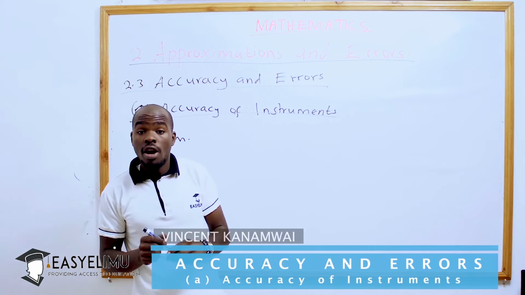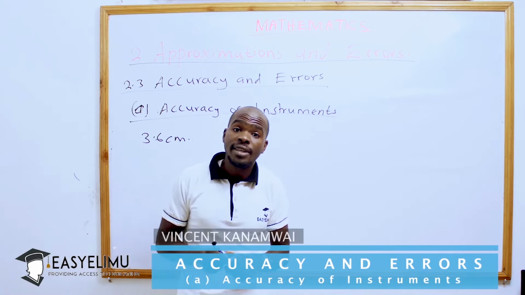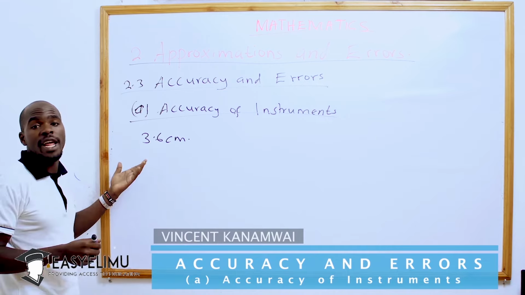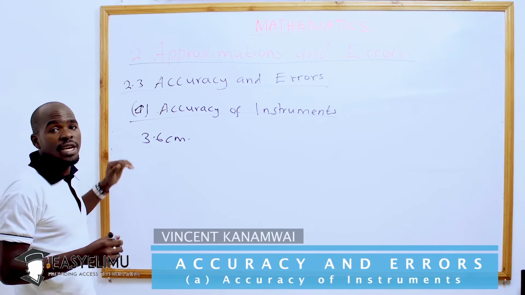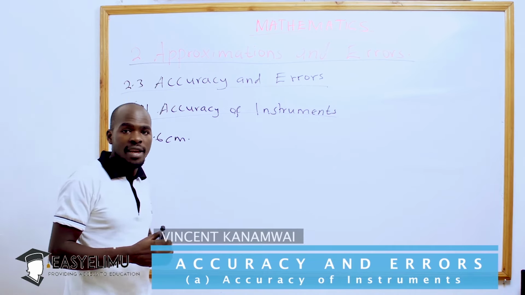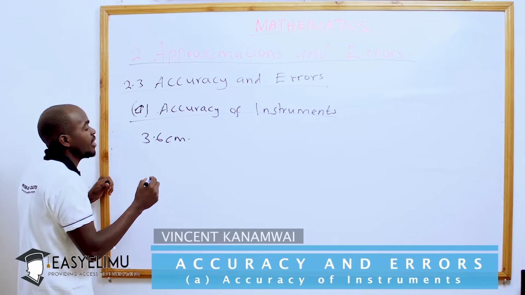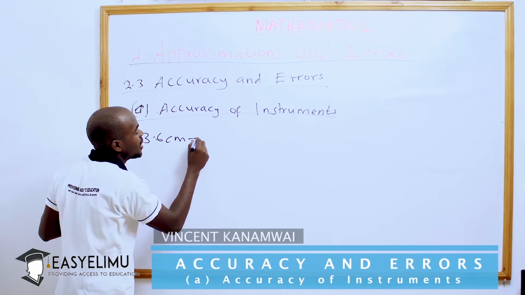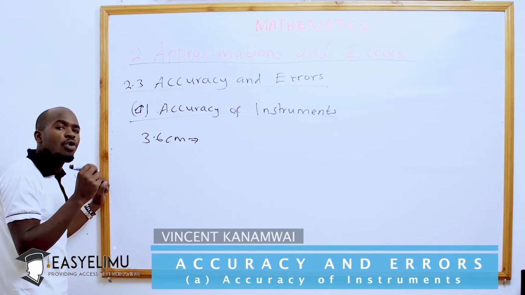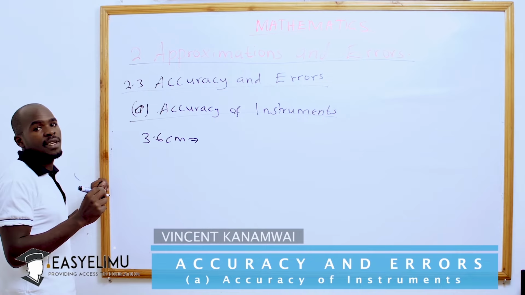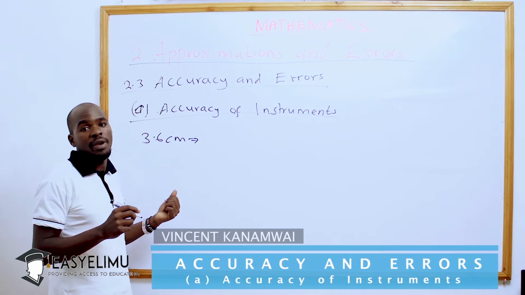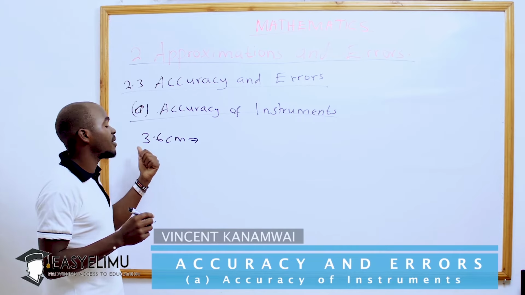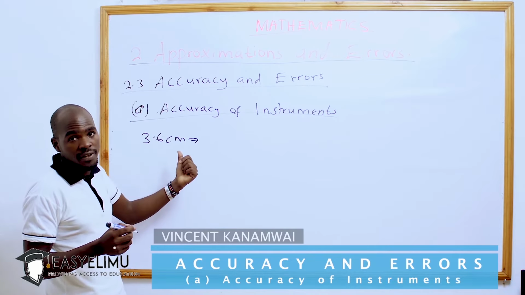Under this one, we discover that this is not the exact measurement. It only gives us information that whatever we have measured has a length which is approximately closer to 3.6 than being further away from the other measurements. So it is closer to 3.6.